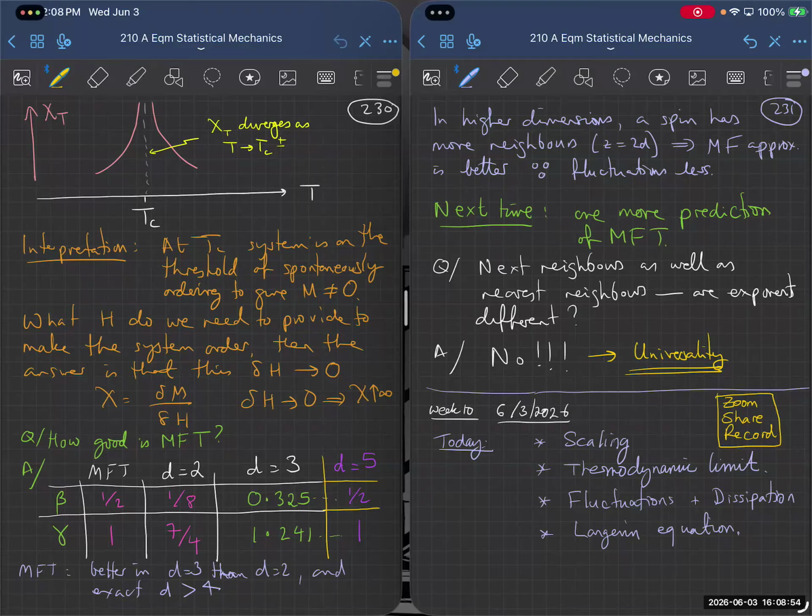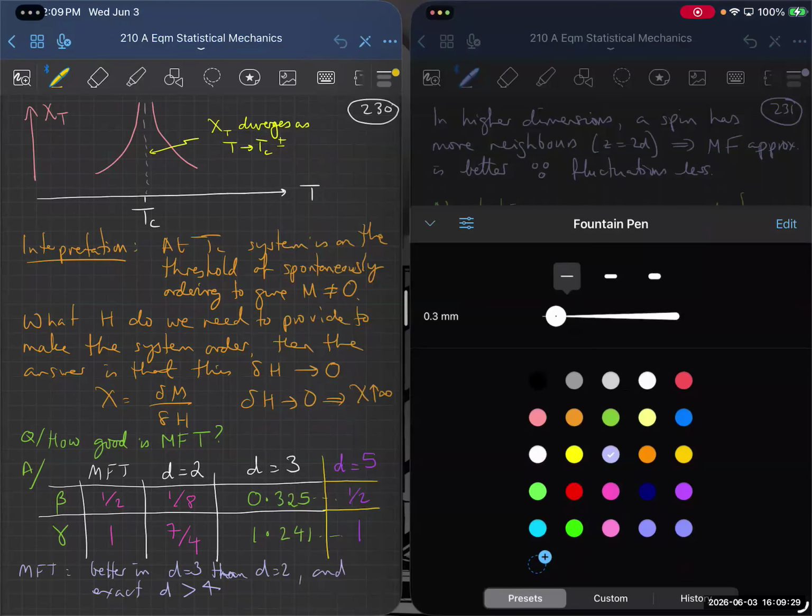Okay, so I'm going to talk today about scaling and data collapse, and then we'll talk about the importance of the thermodynamic limit. Then if I get time, I will talk a little bit about fluctuations and dissipation, what's called the fluctuation dissipation theorem, and maybe introduce you to stochastic differential equations. If I was going to give you another 2 lectures, I would have 2 more lectures on stochastic differential equations.